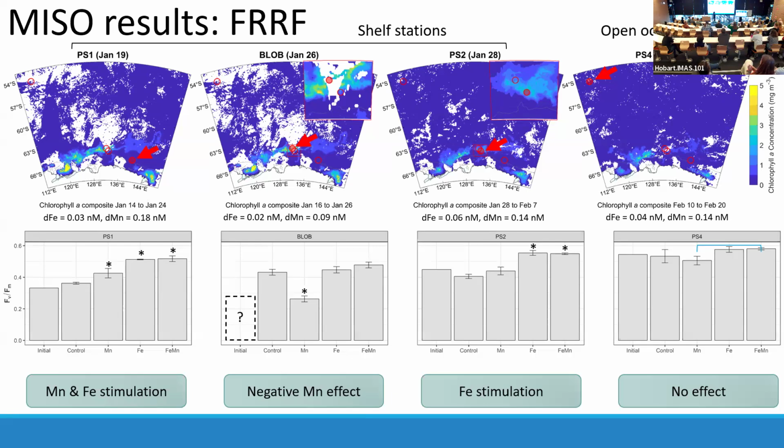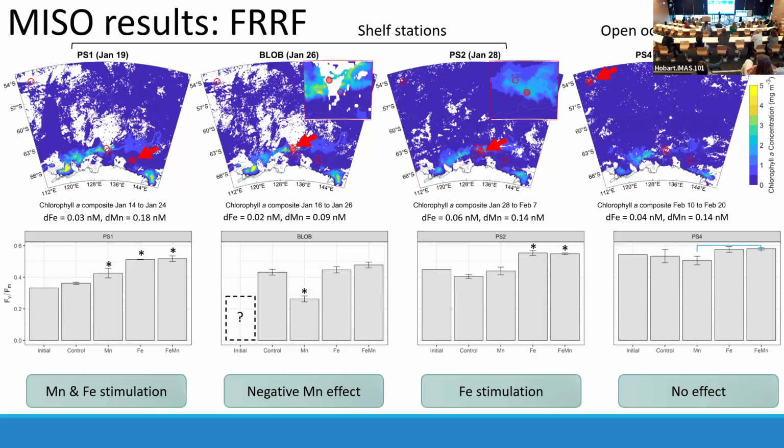Interestingly, at the blob station we had no iron effect, and we had a big increase in FVFM under manganese addition. So that means that when I added manganese, the cells could actually photosynthesize better than when nothing had happened. This is the first time I've ever observed this, and I have not found this in any other paper. So this was a very novel result, sadly the one for which I don't have the initial condition.